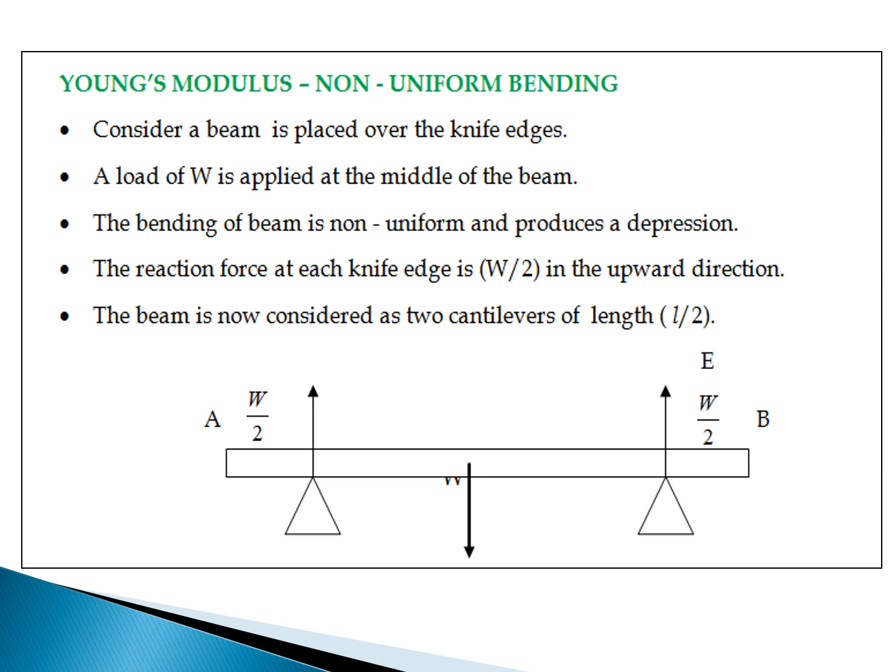So now we are going to derive the expression for depression produced by the beam by the addition of weight at the center of the beam. So the weight W will create a force downwards at the center of the beam. Due to this downward force, there will be upward force created at the points A and B, I mean at the points where knife edges are kept. So that is W by 2. In the diagram, the upper arrow mark represents that the force W by 2 is acting in the upward direction and the force W at the center is acting in the downward direction. So these two forces form a couple.